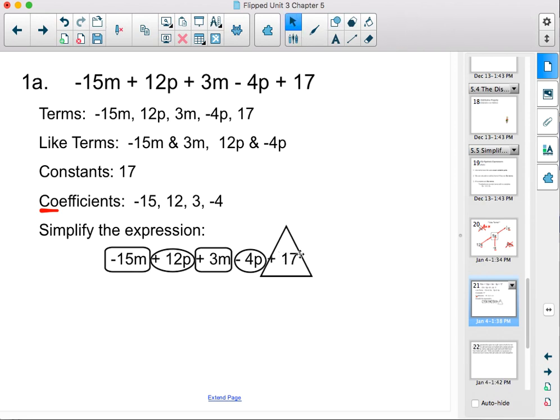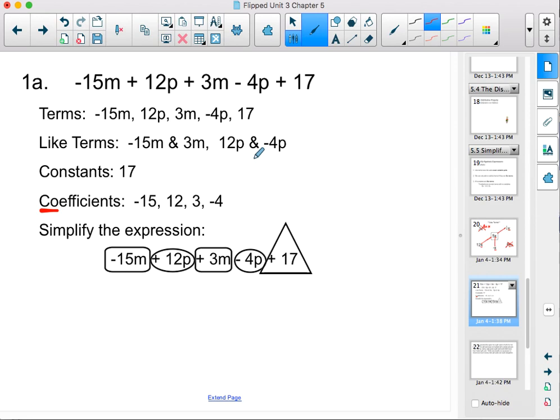Take notice to the fact that when I wrote my symbols, my shapes, to pick out my like terms, I included the sign in front of the term. That's going to be a big helper here for us in our next step. So the next step is to take these terms and regroup them. We're going to use our commutative property to rewrite this problem in an order that puts our like terms together. So we are going to start with negative 15m, and we're going to put its like term next to it. So that's plus 3m.